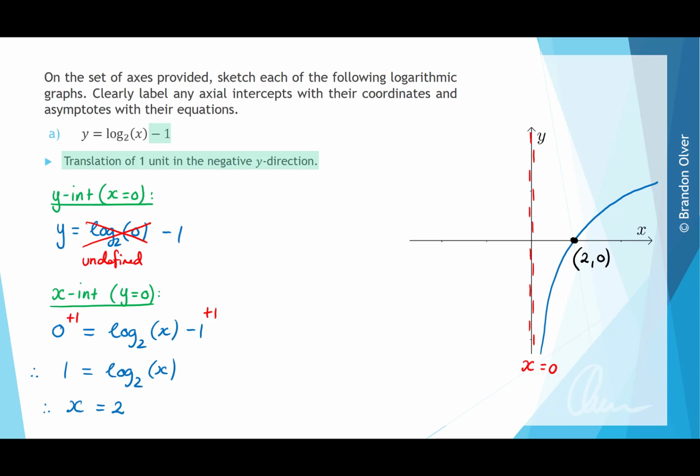And because there's not a second axial intercept, it's good practice to put another point on the graph. So we're going to consider the case if x is equal to 1. The reason why we chose x equals 1 is it will give log 2 of 1 minus 1, and we know that log of any base of 1 is simply equal to 0. So therefore our y value is equal to negative 1. That will give us the coordinate down here at (1, -1) on the graph. So that is the completed graph of y equals log 2 of x minus 1.